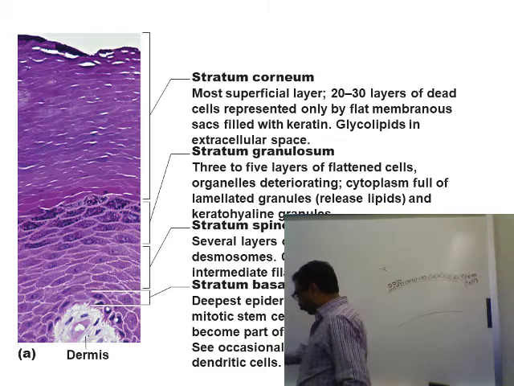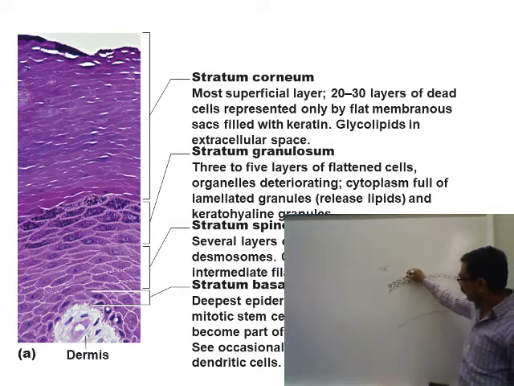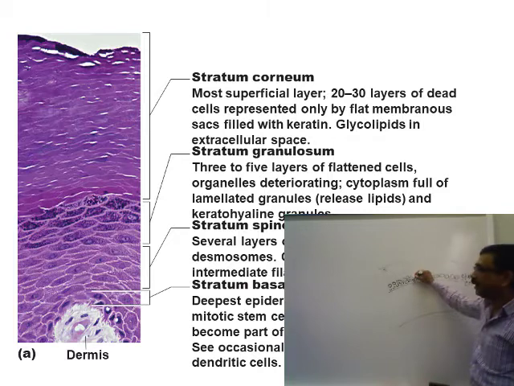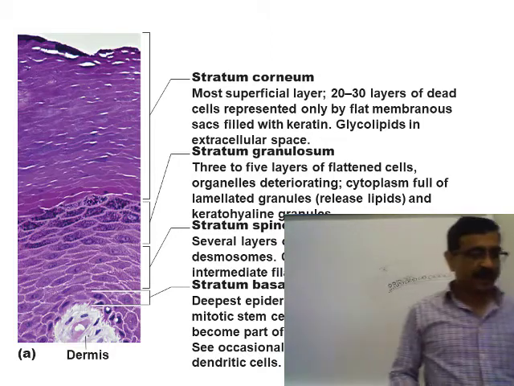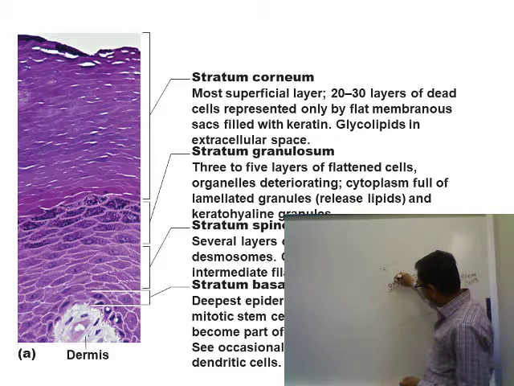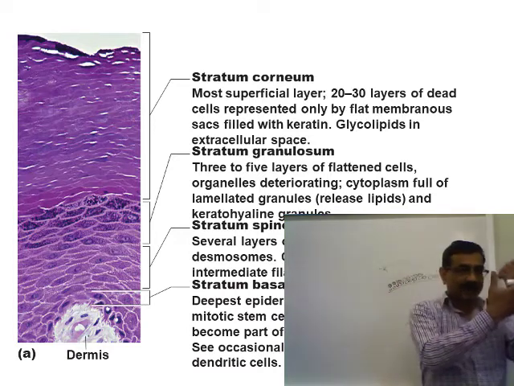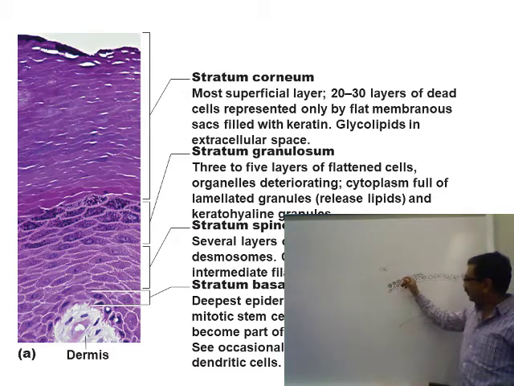So the cell surface is spiky, with spikes like this, okay? So, stratum spinosum, and a lot of melanin granules are present inside these cells. So what is melanin? A pigment, right? Melanin is a pigment that gives the color of the skin. So the melanin pigments are present inside the cells in this layer.